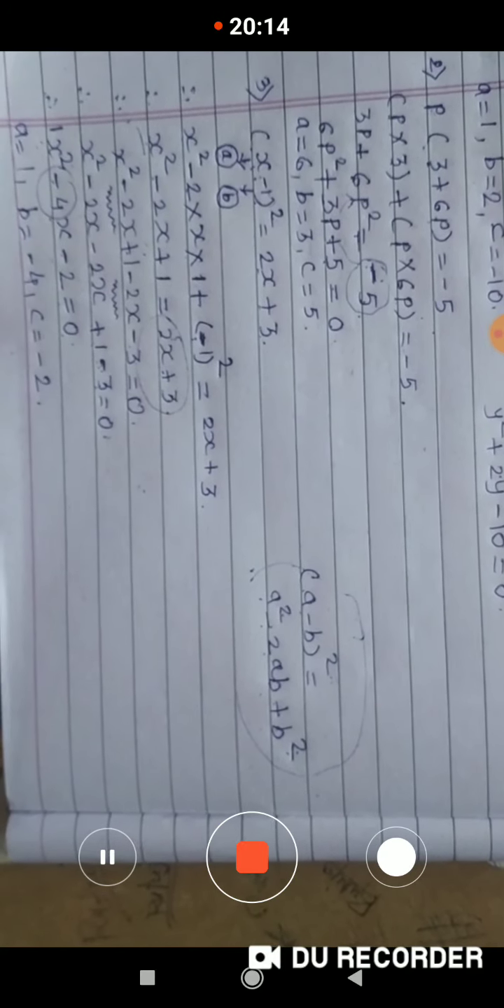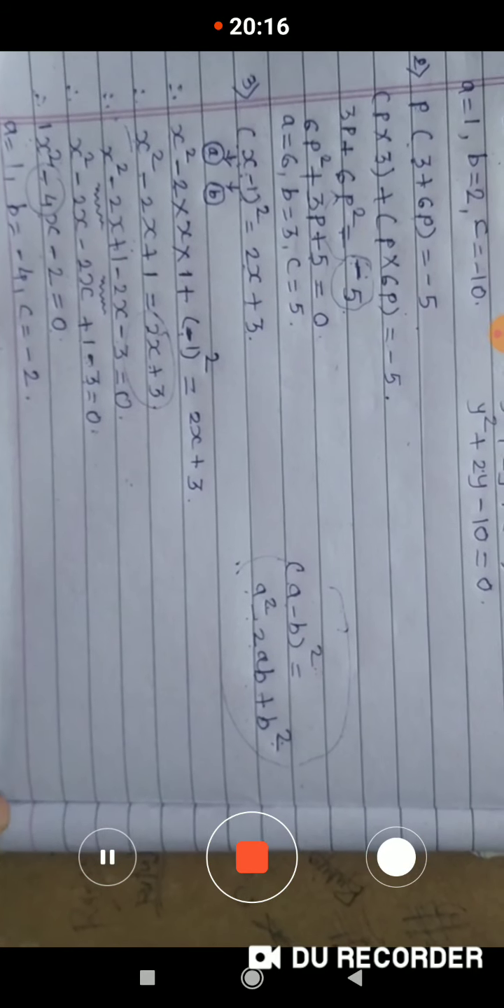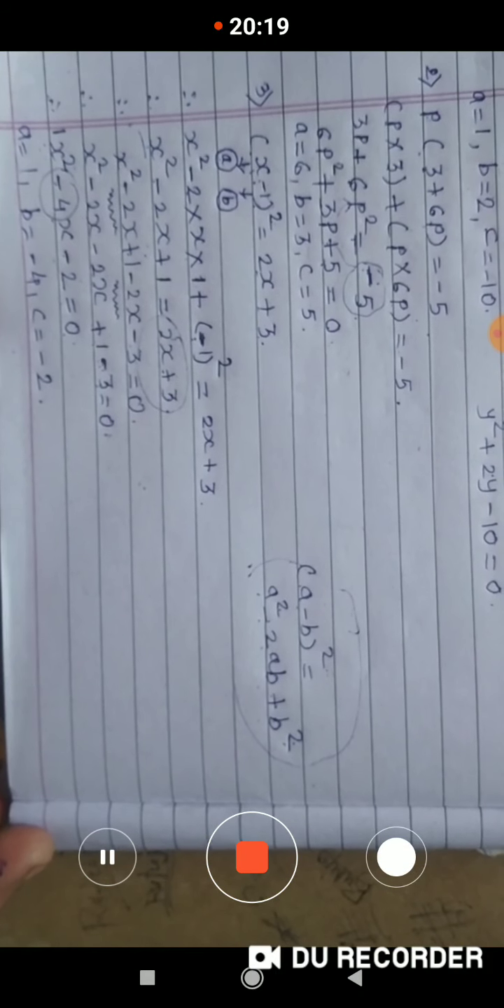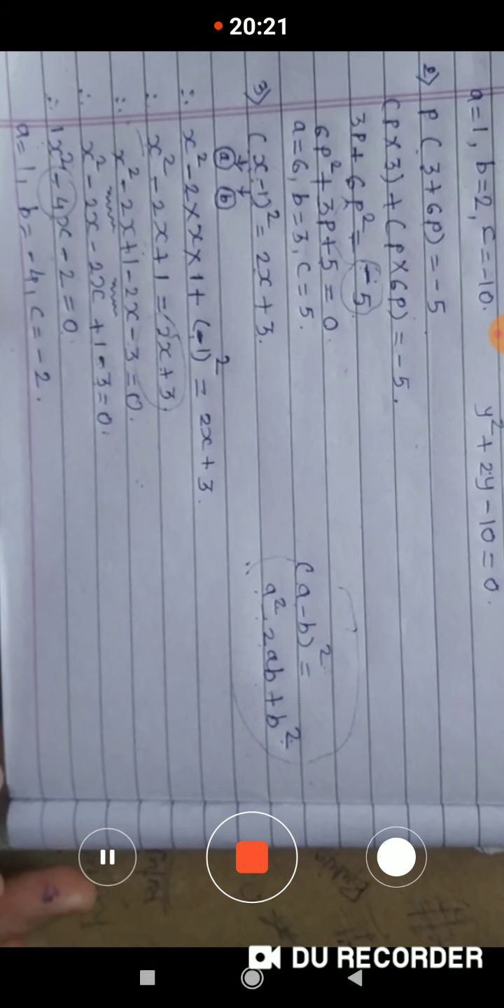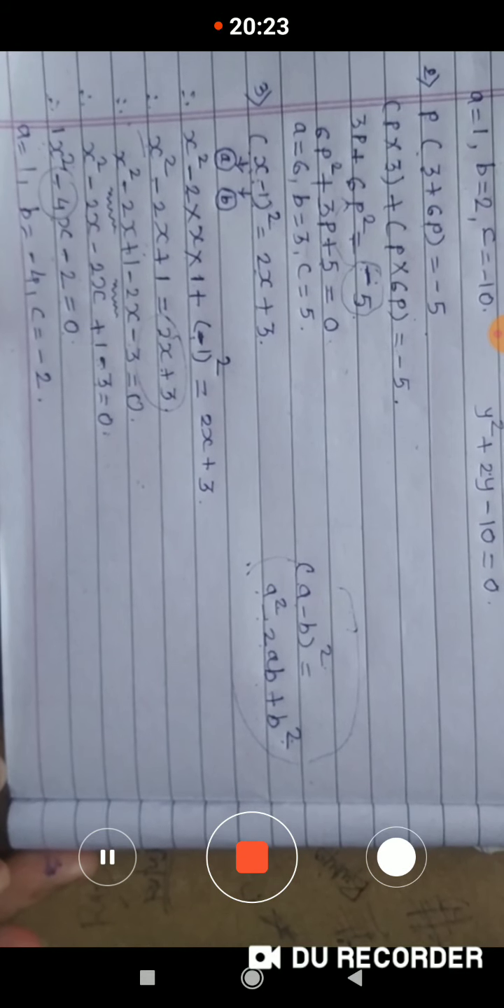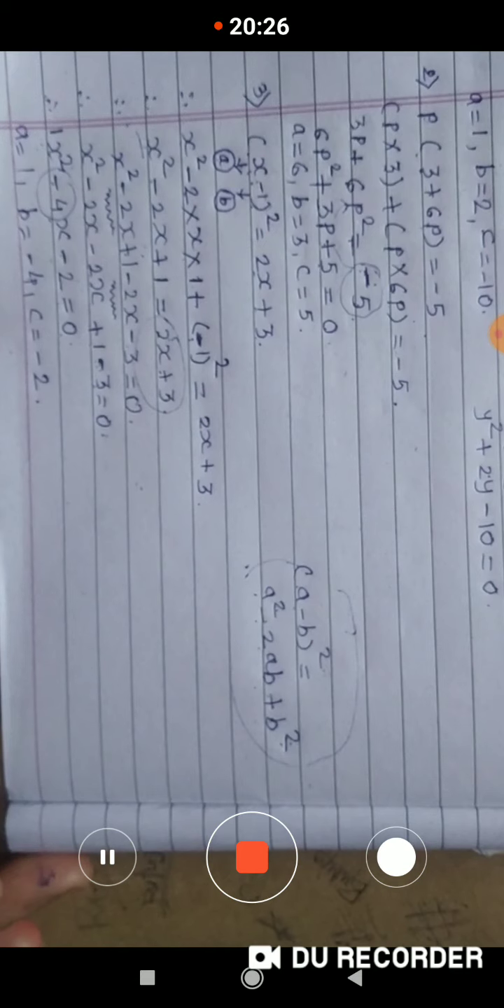Understand, students? See, in this topic we are seeing the general form of the quadratic equation and how we can find the values of a, b and c. Thank you.